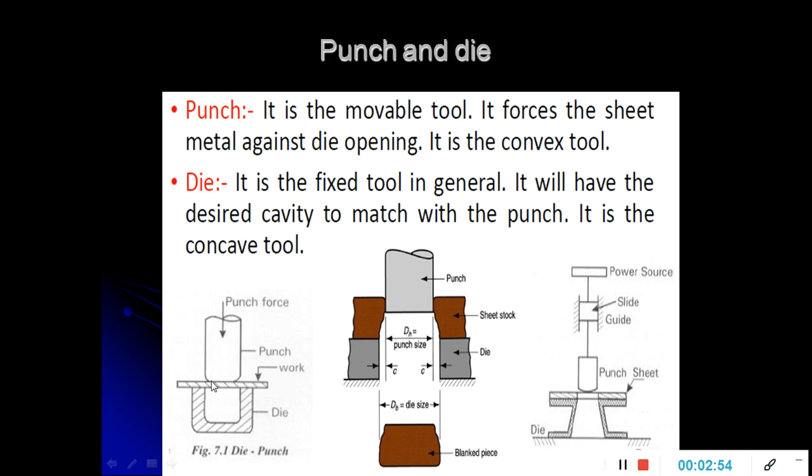Now what is die? So die is a fixed tool. It is a fixed tool which has the cavity. So as the punch is convex in nature, the die is concave in nature. Okay. So this is the convex, this is the concave. Punch is a movable tool and die is a fixed tool. Punch forces the sheet metal into the die cavity, and the sheet metal forming is done. Okay, so I have shown three different figures here. This is the punch, this is the die, and this is the sheet metal or workpiece.